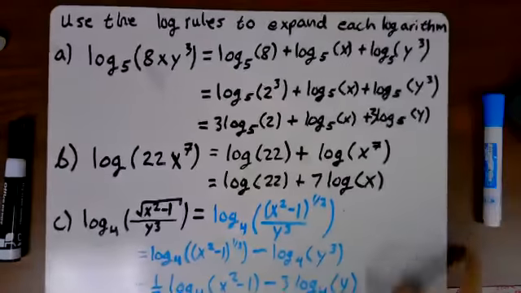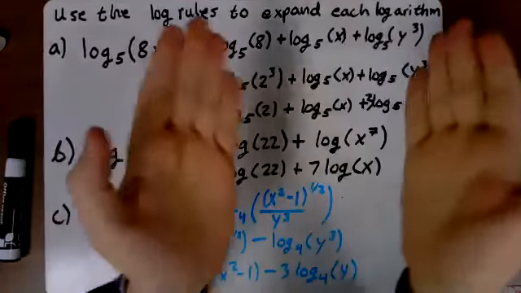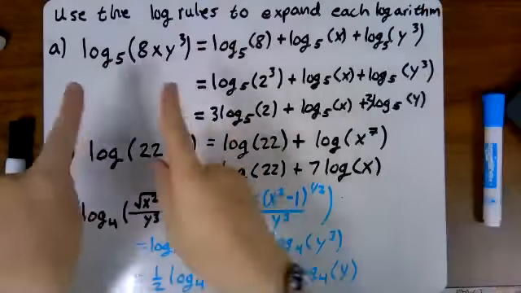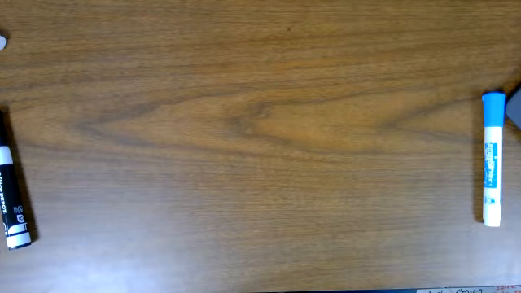Now, we can use the log rules to expand, but we could also go backwards. Start with something that is expanded, and then crunch it down to one log. Let's try an example of that before we move on to the next rule.